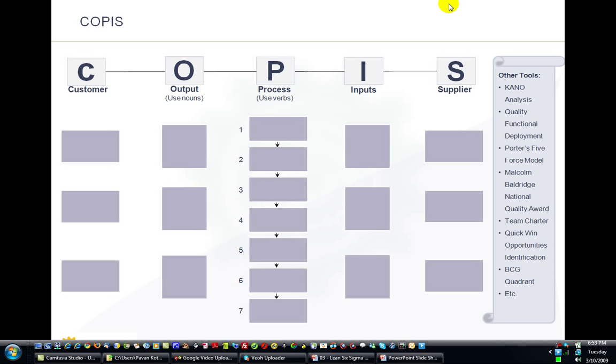There are a lot of other tools that are used in the define phase to understand customers, like the voice of customer, the Kano analysis, quality function deployment. You could also use tools like Porter's Five Forces model and the Malcolm Baldrige National Quality Award criteria, to understand where you stand vis-a-vis others in the market and whether your business is going to be sustainable or not. Obviously, there are templates for the team charter, and for identifying quick win opportunities. If you're focusing on how you market your product, you could use tools like the BCG quadrant, etc.